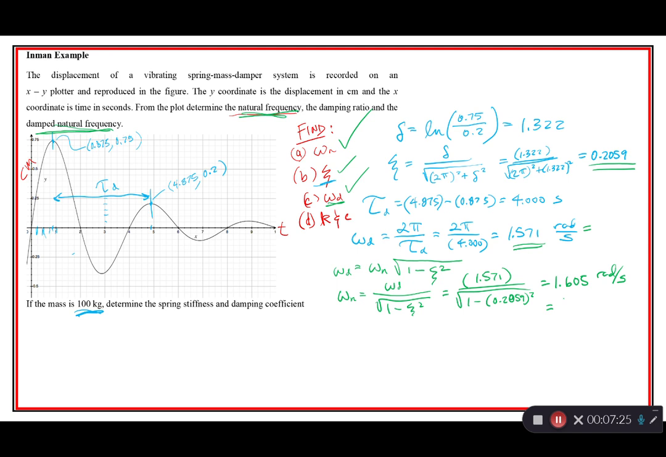Should have, didn't. So if you have 1.571 and you divide by 2 and you divide by pi, we have 0.25 hertz, which makes sense because we have 4 seconds, so it's just 1/4. And take 1.605 and divide by 2 and divide by pi, and you end up with 0.2554 hertz.